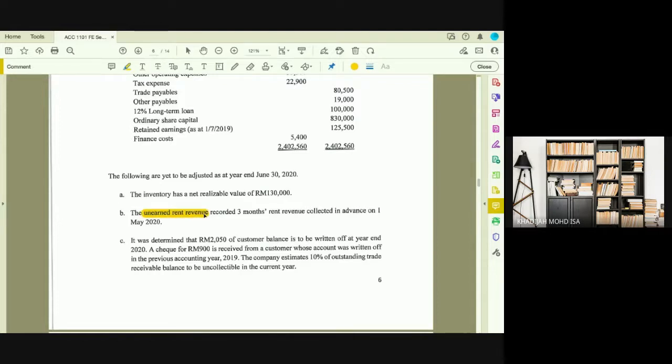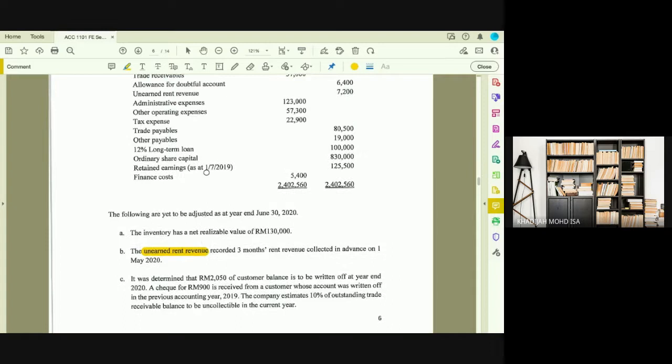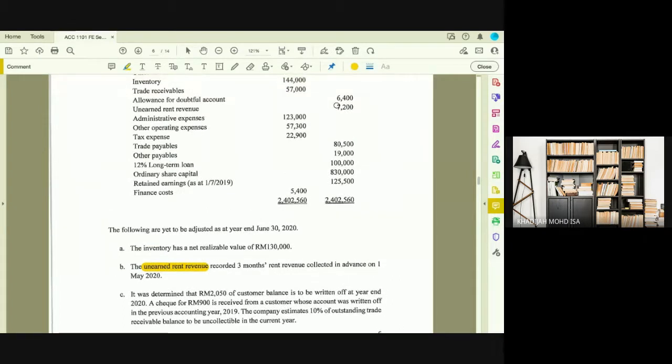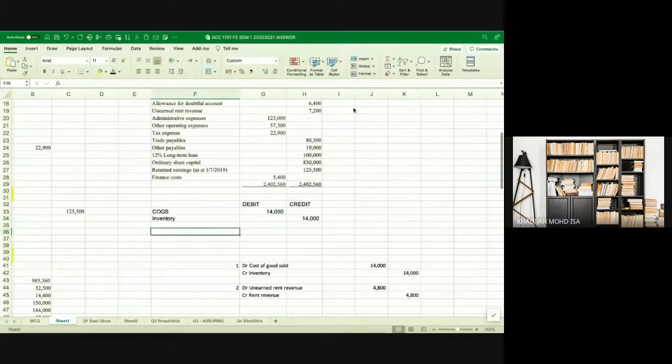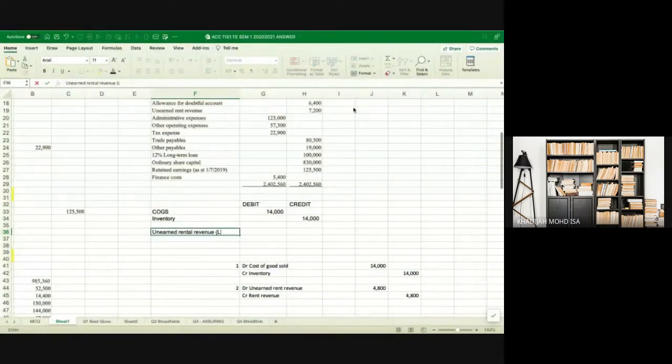2 months, 2/3. So the unearned revenue here, 7,200, is for a 3 months period. So you're going to recognize revenue of 2 months. What you do is reduce your unearned revenue, which is your liability, and we are going to recognize your rental revenue.